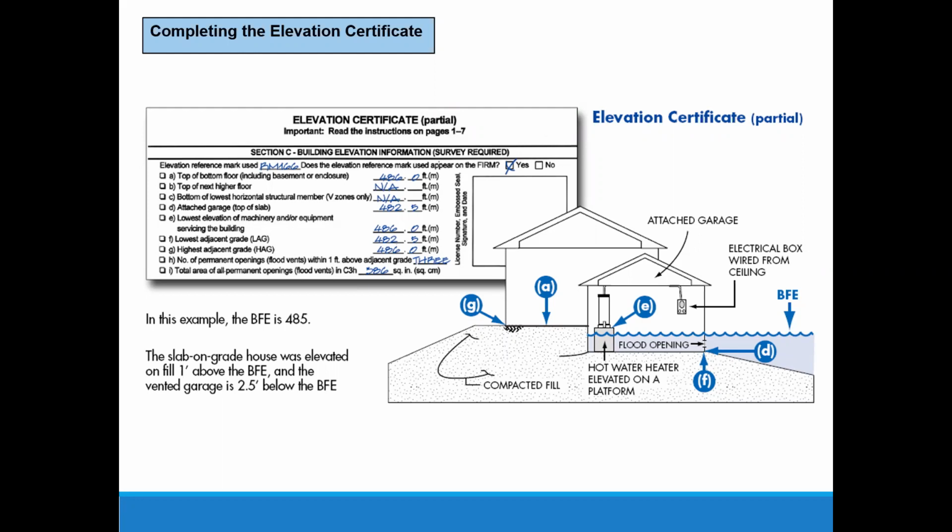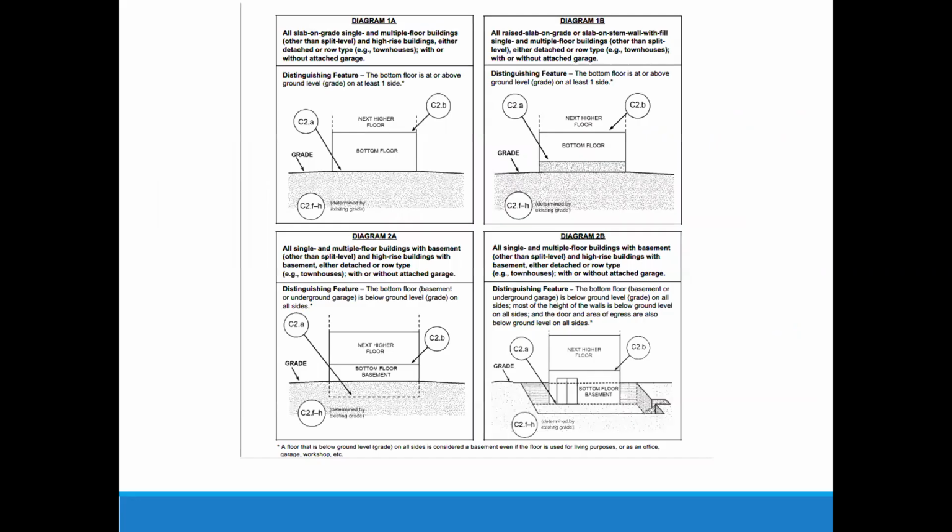Section C has all of this information for the top of the bottom floor, the next higher floor, the machinery servicing the building. And so this is something that you would be evaluating for compliance at the end of a construction process for a new structure in the floodplain. And so these are the building diagrams that would be documented in line A7 of the elevation certificate.